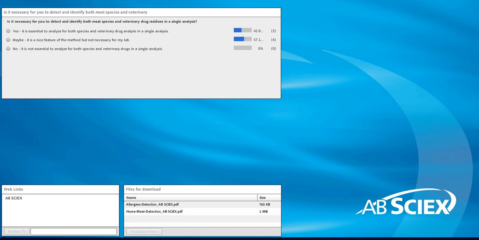If we look at the results, we see that the majority of you are saying it's a mix between yes and maybe. So yes, you think it's essential, or maybe it's a nice feature, but no one said no, it's not essential. So it looks like the audience does feel that having this mixture of analysis of the species and vet drugs in a single injection is a benefit. Okay, that's excellent to hear.